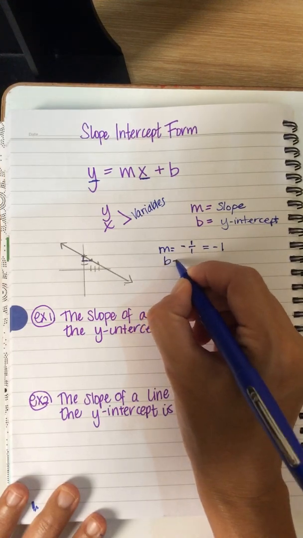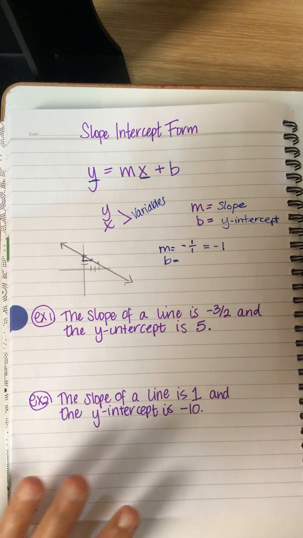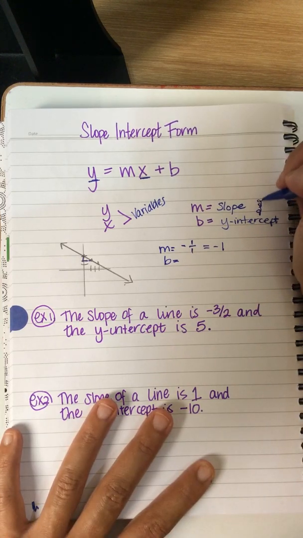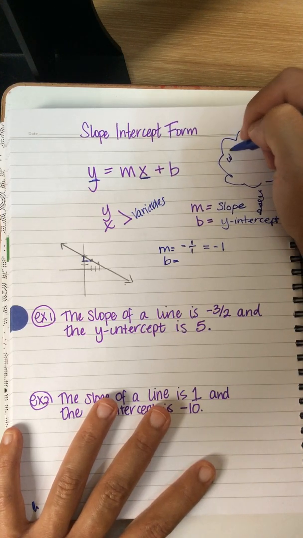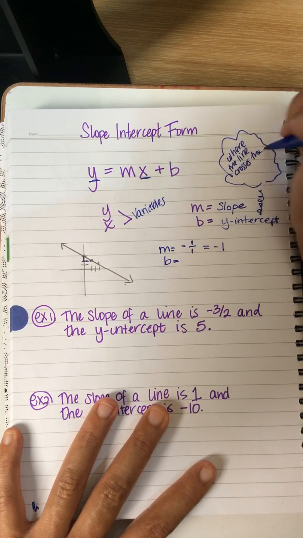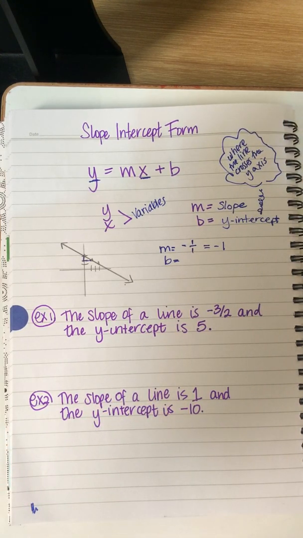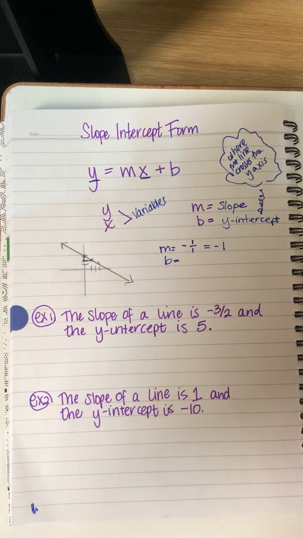And then this part might be new. B, remember, means your y-intercept. All that means, if you want to write this down, and I'll put it over here in a thought bubble, my sloppy thought bubble, is where the line crosses the y-axis. The y-intercept just means where the line crosses the y-axis. So if someone intercepted the ball in American football, that means they're catching it, right? So the y-intercept just means where is the y-axis catching that line, okay?